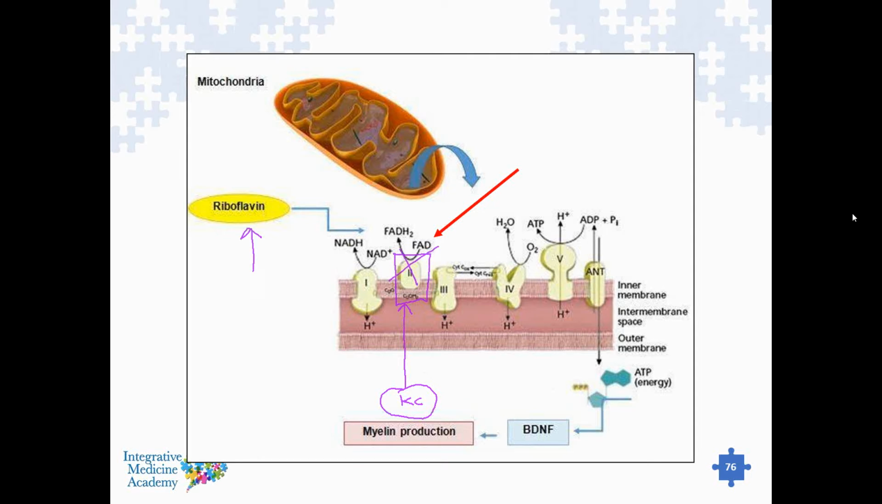And if we interfere with complex 2 activity, we're not able to move things from one stage to the next in the electron transport chain for the ultimate production of ATP, which we all need to run the machinery of our body, including our nervous system, our heart, our digestive system, etc.